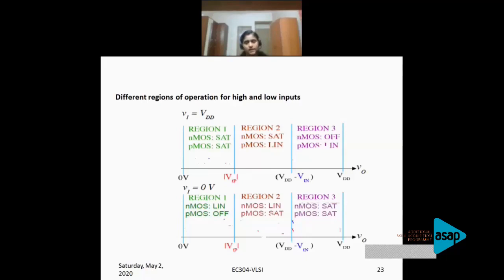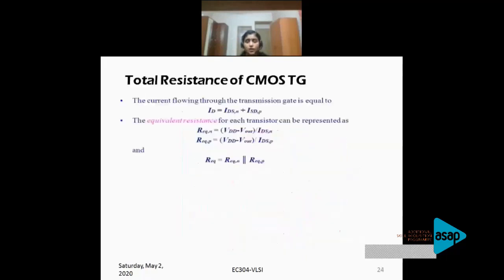Now, why do we require that current equation? Remember, we have done all this analysis to find out the total resistance of a CMOS transmission gate. Am I right? So before we look into this equation, we'll come to this transmission gate. We are trying to find out the total resistance of this particular transmission gate. So what is resistance? Resistance is nothing but voltage by current. That current varies depending upon the different regions of working of the transistor. So that is the reason why we differentiated that into different regions.